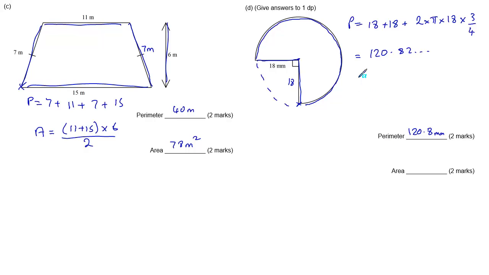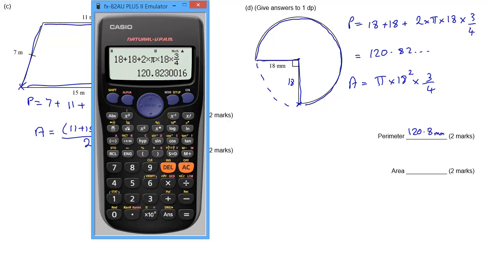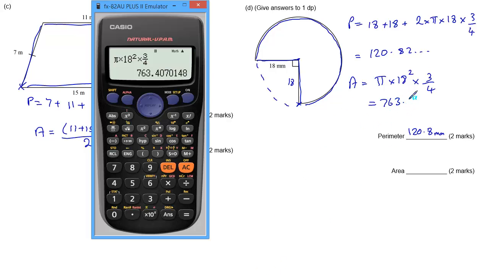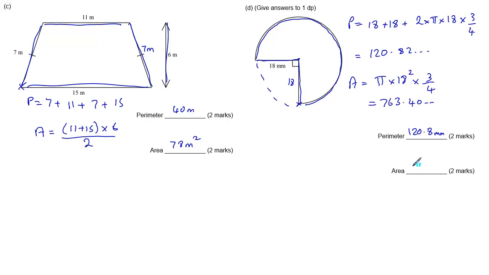Now for the area, well, the formula for the area of a whole circle is pi r squared. So we've got pi times 18 squared, but we only have 3/4. So that's going to be pi times 18 squared, and then we're going to multiply that by 3/4, which is 763.40 and so on. So to one decimal place, that's 763.4 millimetres squared.